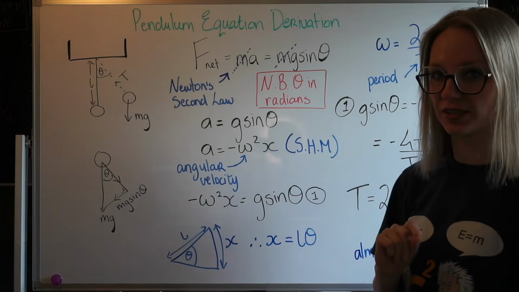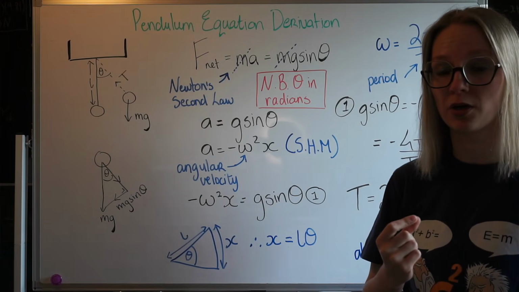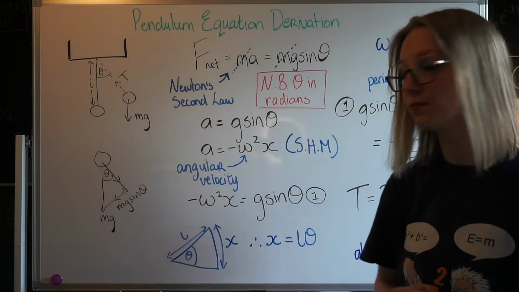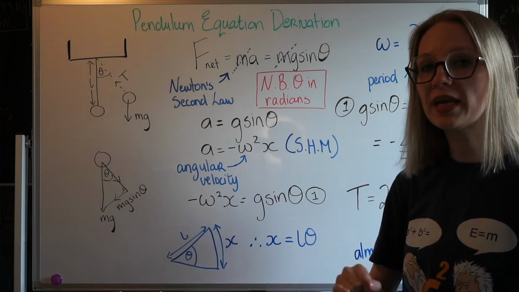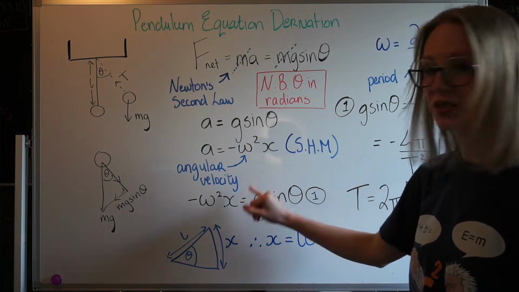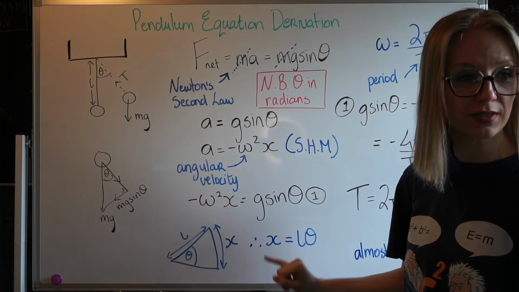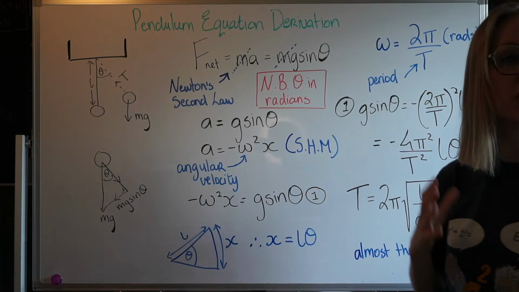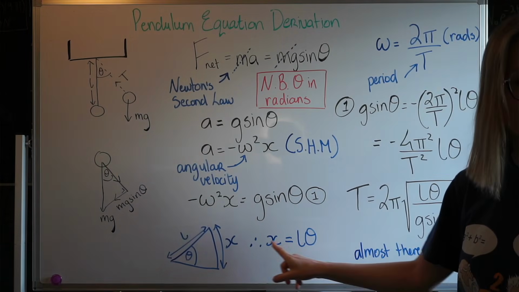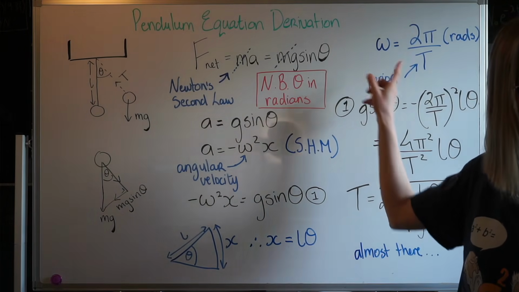So under this condition that a pendulum is simple harmonic motion, and we know this to be true, the acceleration is equal to minus omega squared x, where omega stands for the angular velocity. We can substitute this into our original equation and equate it back to g sine theta. I mark this as equation 1 because I'm going to bring it up again. A little quick reminder of 2 important equations.